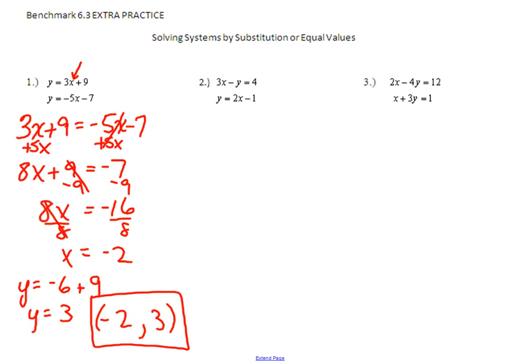Because we're looking for an intersection point. These are two lines that are crossing somewhere. So when you get that first value, x equals negative 2, we're not done yet. You need to plug it back in and find y.